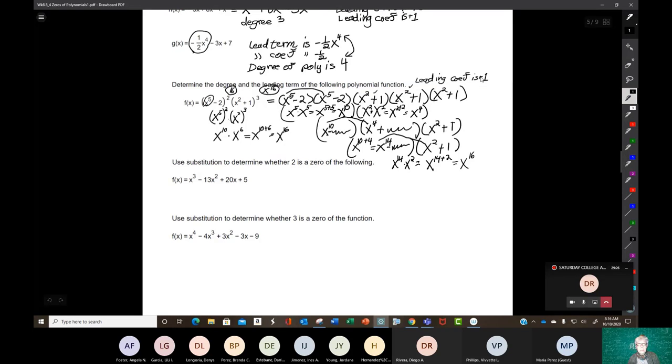Notice they're not asking you about, another good question to ask would be, okay, since you know what the leading term is, what would the end behavior be? What will the graph do out at positive infinity and negative infinity? Because all of that correlates with the leading term.